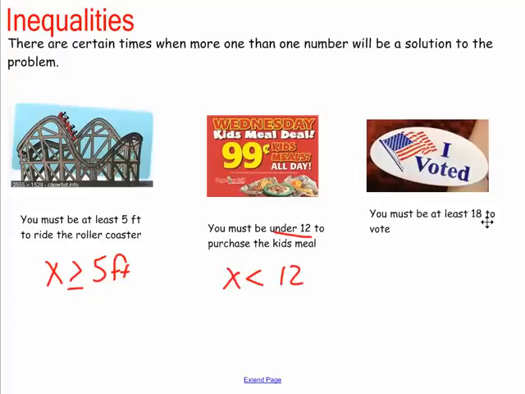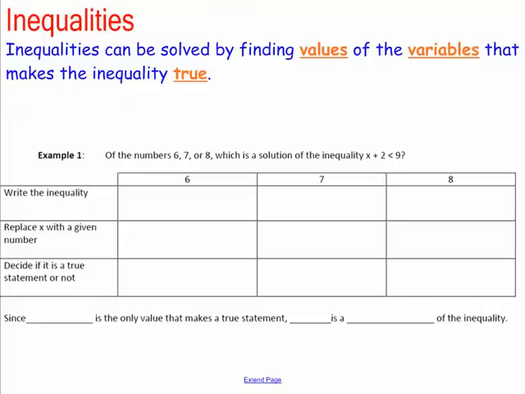You must be at least 18 to vote. So that means you can be 18, 19, 20, and so on. So x has to be greater than 18. Can I be 18 to vote? Yes. So I can put that or equal sign. Okay, does that make sense in real world situations? All right, so let's do some more math with this.